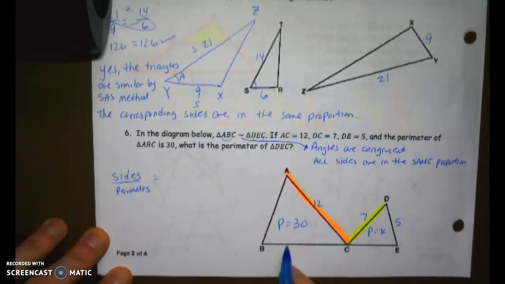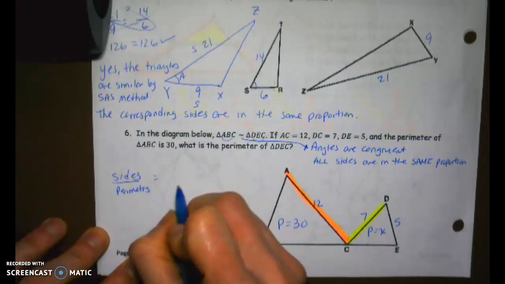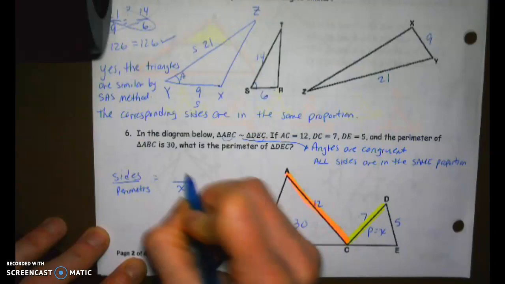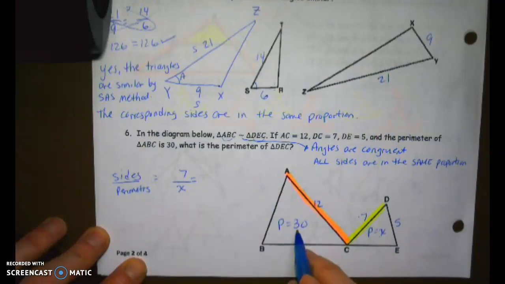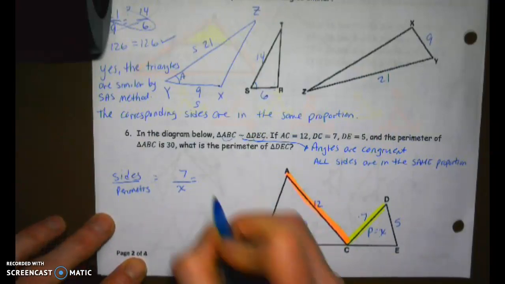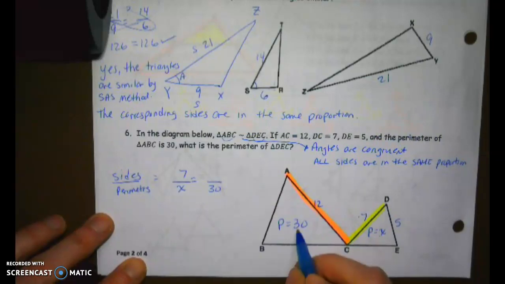So we're going to compare sides to the perimeters. Okay, so I am looking for the perimeter X, and I have the side of 7. So in the other triangle, you have to compare the same parts. The perimeter is 30 and the corresponding side is 12. So pause the video, do the work, come back and check your answer.